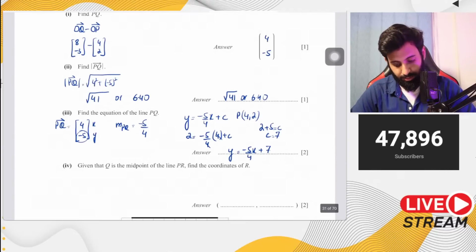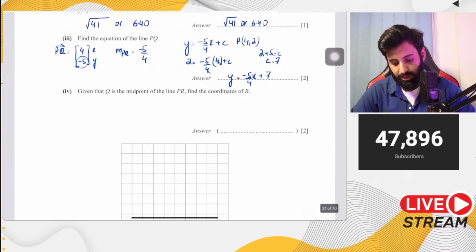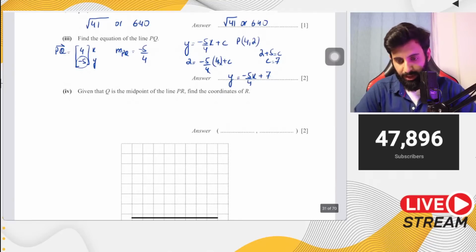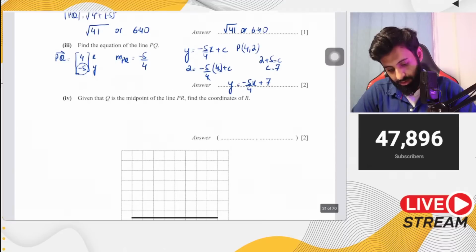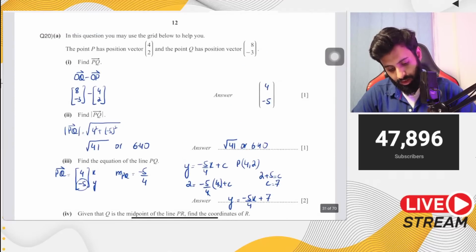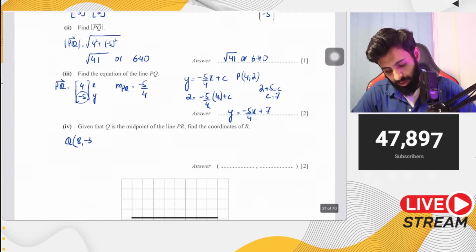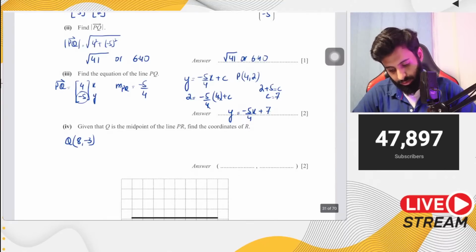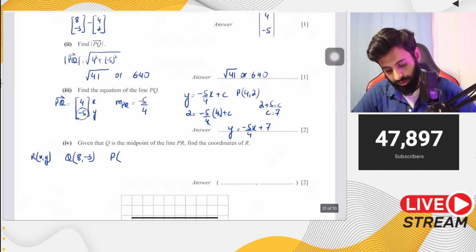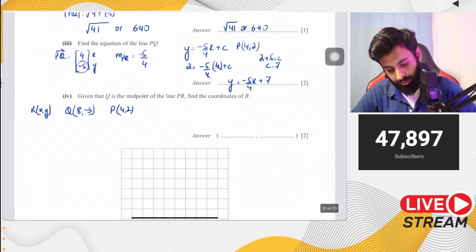Now part 4. Part 4 says given that Q is the midpoint of PR, find the coordinates of R. Okay, no, don't use the add math formula for finding out the equation. So Q is the midpoint of PR. Do we have the coordinates of Q? Yes, I think we do. It's 8 comma minus 3. Do we have the coordinates of R? No, we don't. In fact, that's what we're supposed to find out. Do we have the coordinates of P? Yes, we do. 4 comma 2. And since Q is the midpoint, we're going to use the midpoint formula.